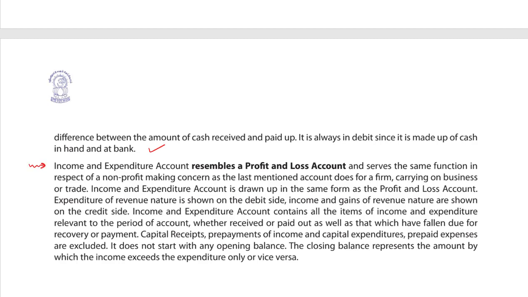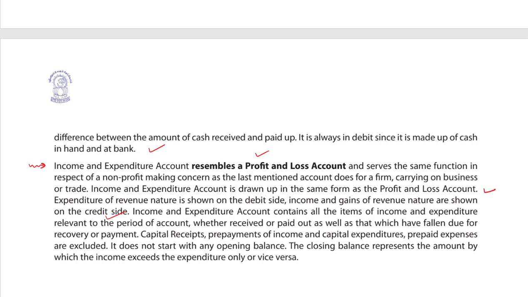Income and expenditure account resembles a profit and loss account and serves the same function in respect of not-for-profit making concerns as the last mentioned account does for a firm carrying on business or trade. Income and expenditure account is drawn up in the same form as the profit and loss account. Expenditure of revenue nature is shown on the debit side. Income and gains of revenue nature are shown on the credit side.